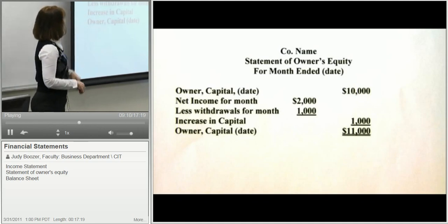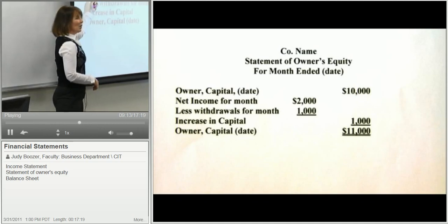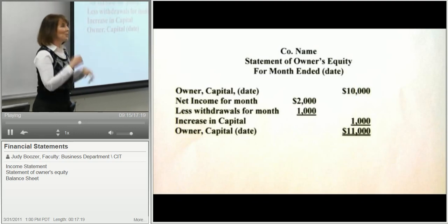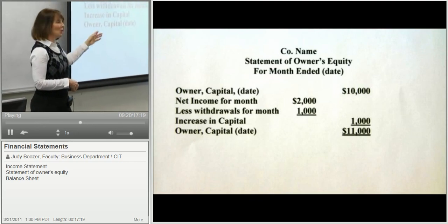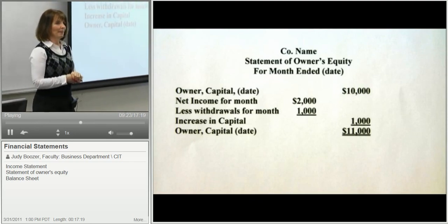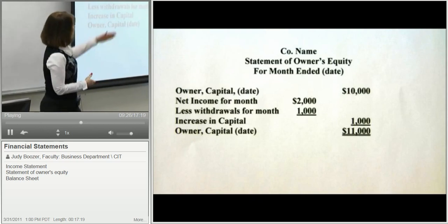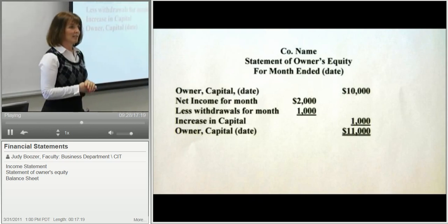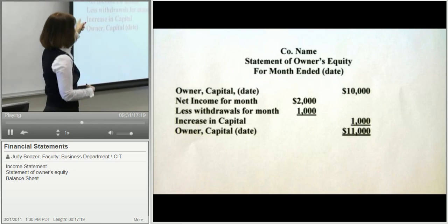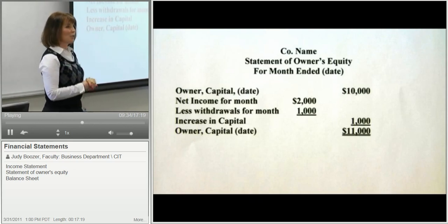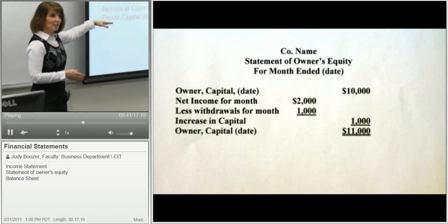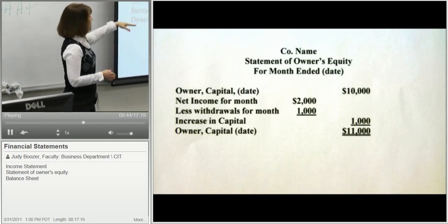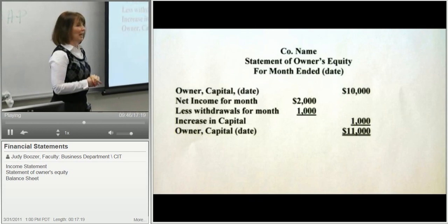Now, it starts with the owner's capital account at the beginning of whatever period of time that was. So if this is for the month of June, what would the date be on that first line? June 1st. And the amount in that capital account is $10,000. Now, net income for a month, where did you see that? On the income statement. So that gets brought over to this financial statement and gets plugged in right there, net income for a month.